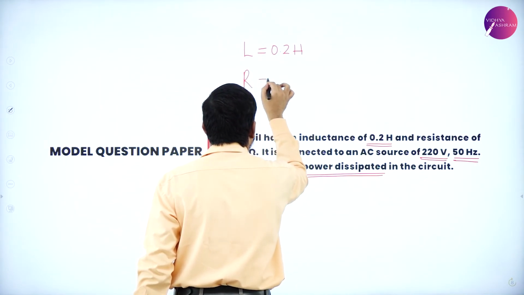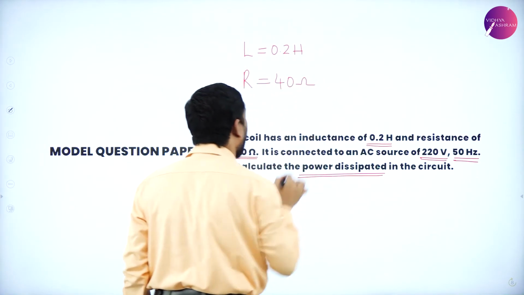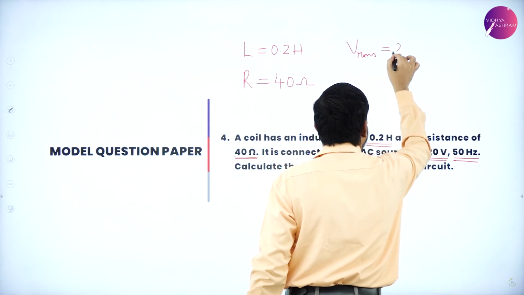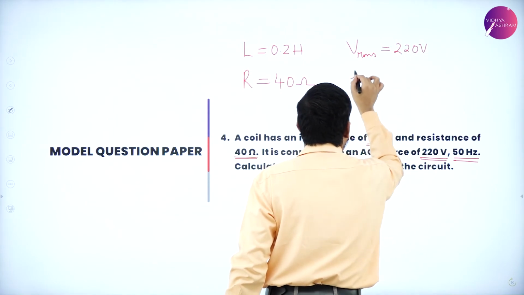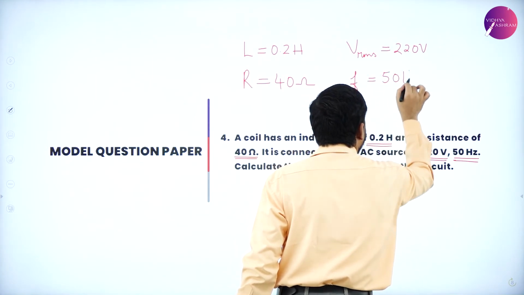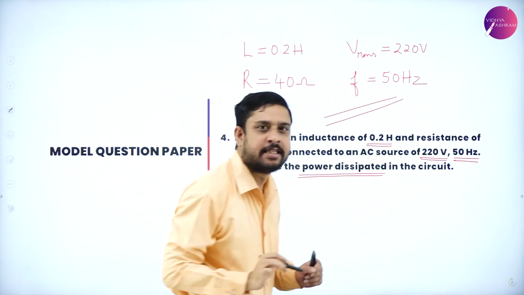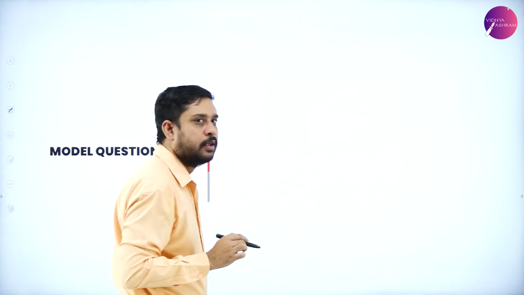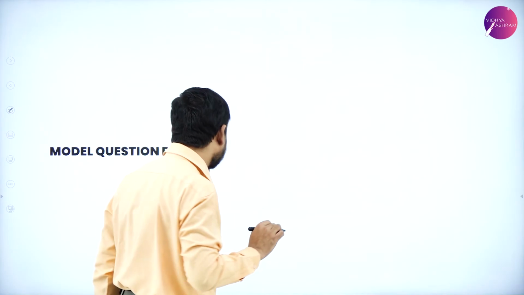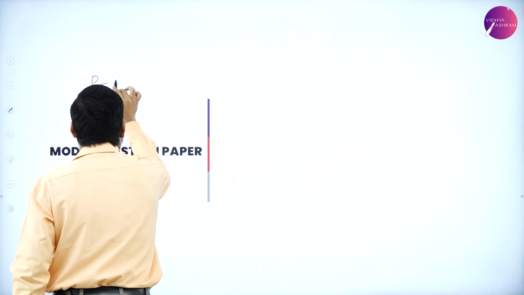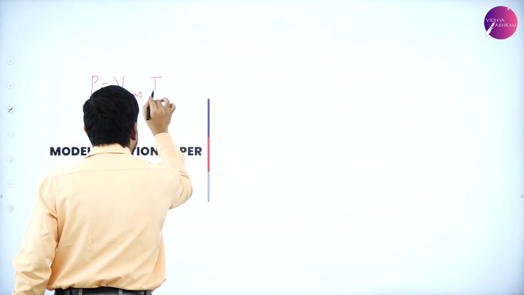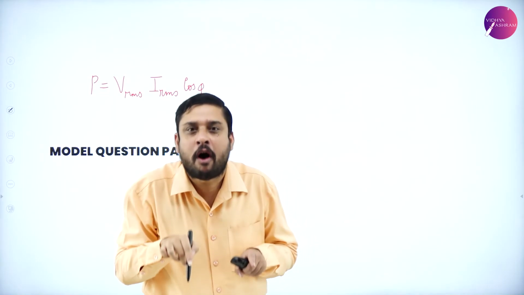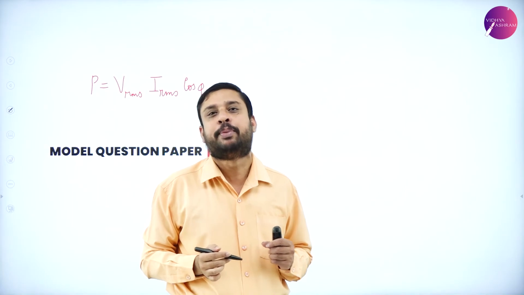Resistance is given, which is 40 ohms. VRMS is given, which is 220 volt, and frequency is 50 hertz. So I have collected the data from the problem. With this, first I will calculate the impedance, because we know power dissipated is VRMS into IRMS into cos phi. If I want cos phi, if I want IRMS, I need to calculate the impedance.